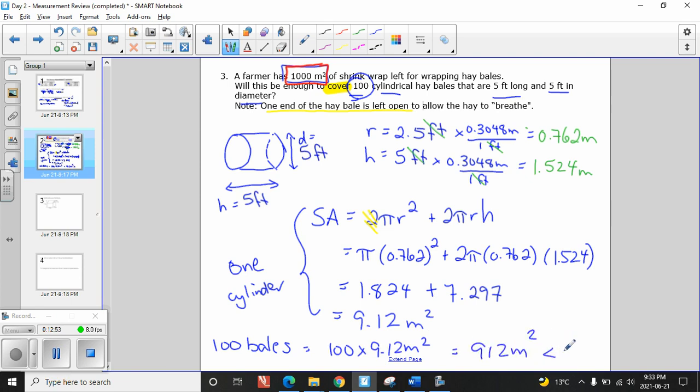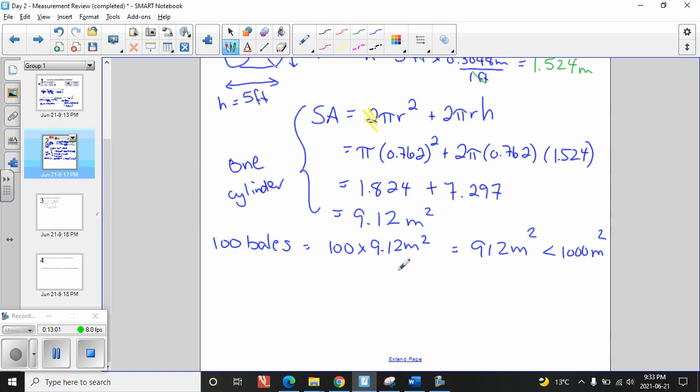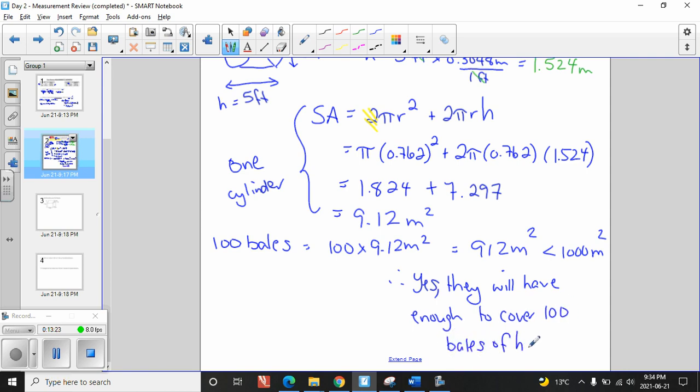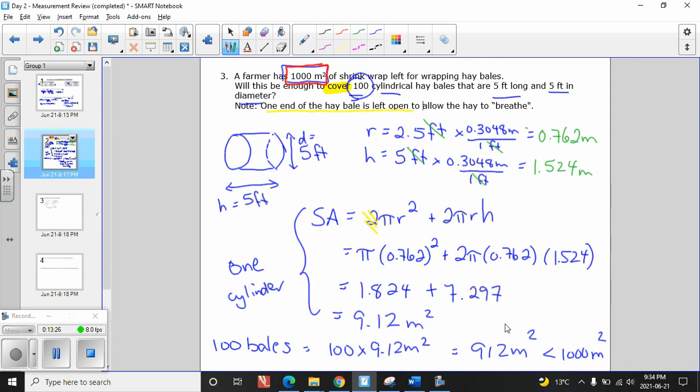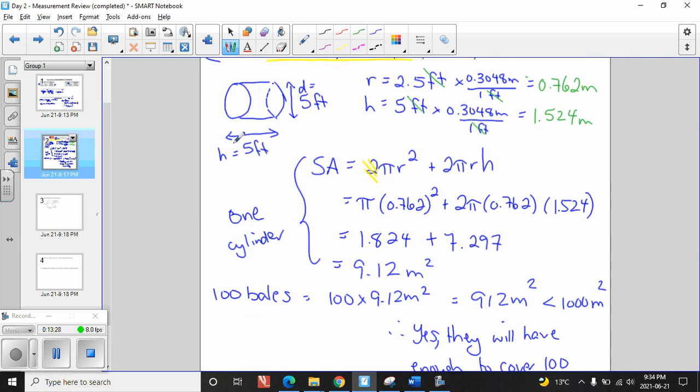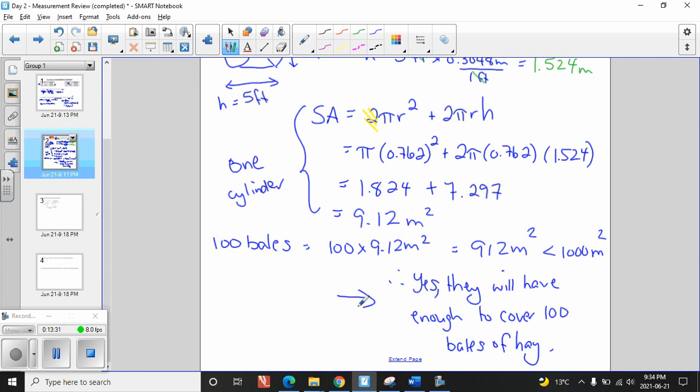This is less than the 1,000 meters squared that it says the farmer has. I need a tiny bit more space there. Therefore, yes, he will have enough, or they will have enough. It could be a female farmer. They will have enough to cover 100 bales of hay. Okay, so this one was asked in the form of a word problem, so I'm making sure to give a word answer at the end.